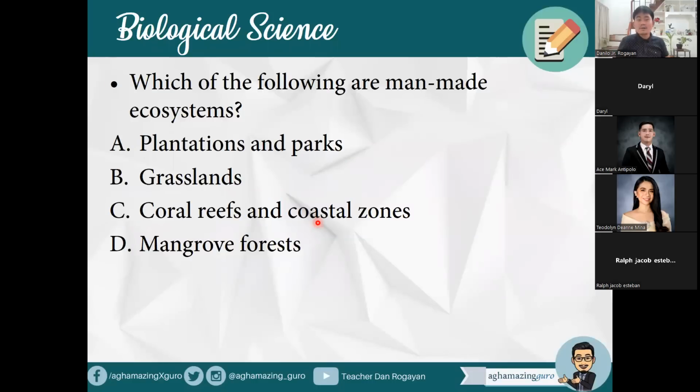Which of the following are man-made ecosystems? Okay, so that's part of your ecology. That is correct. Plantations and parks. Plantations and parks. Correct.